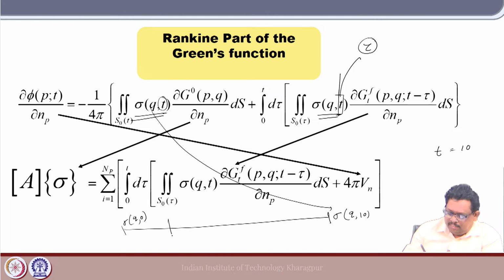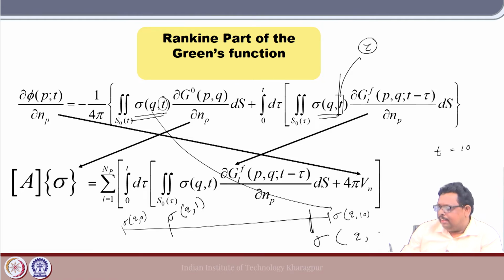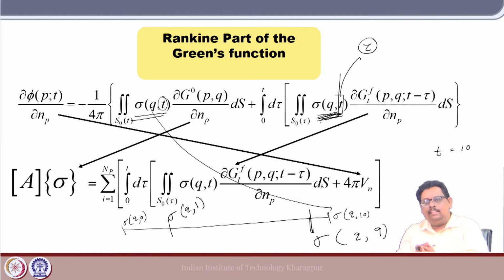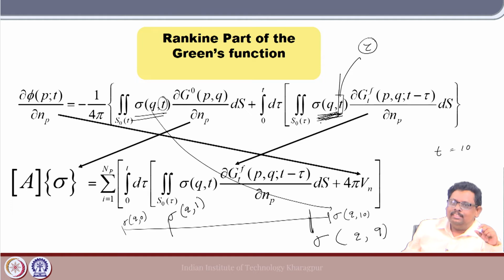Let me write it bigger. Then we have the sigma of q at time 1 and so on, ending with the sigma of the same point q at time 9. So, that means these sigmas are the strength of the dipole of the previous time steps. This sigma is not the strength of the dipole of the present time step, which I am going to figure out from this expression. I think that is fair. It makes sense, right?